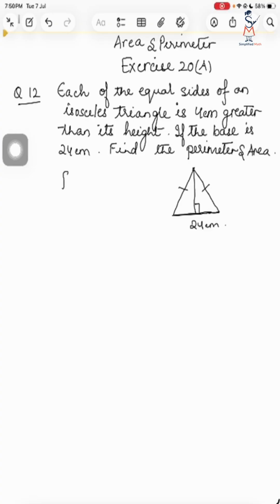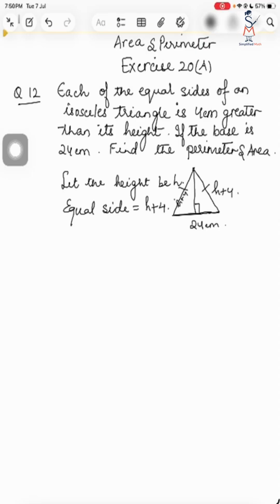So we will assume, let the height be h. Then the equal side is 4 centimeter greater than the height, so it will be h plus 4. This becomes h plus 4 and this also becomes h plus 4.